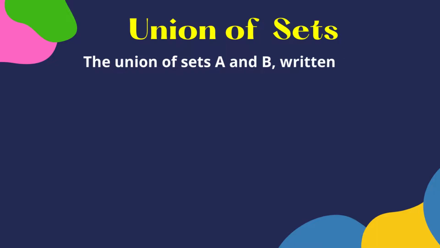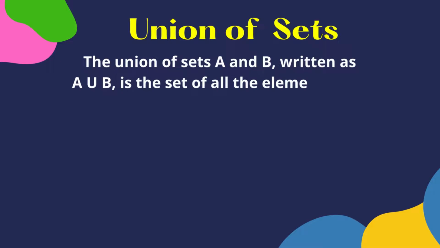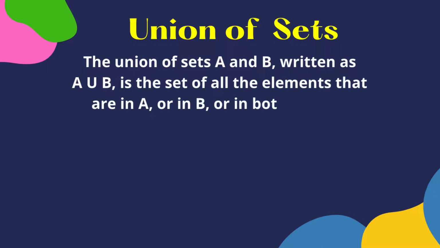Now, let us proceed to the union of sets. What is the union of sets? The union of sets A and B, written as A, then capital letter U for the union, and then set B, is the set of all the elements that are in set A or in set B or in both set A and set B.